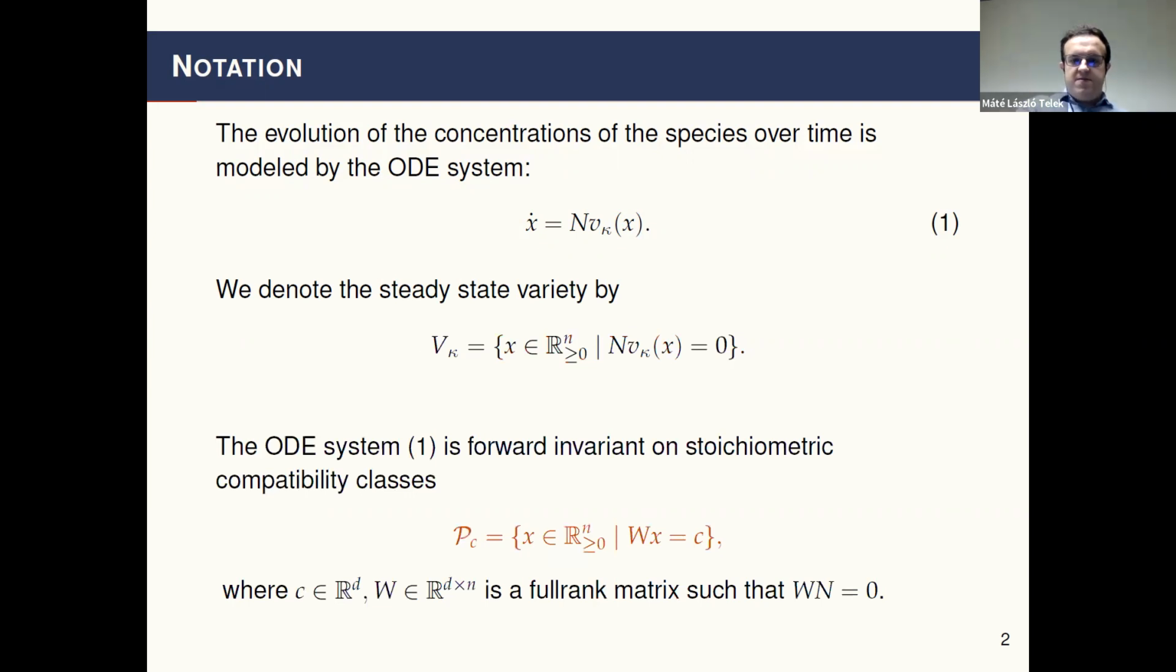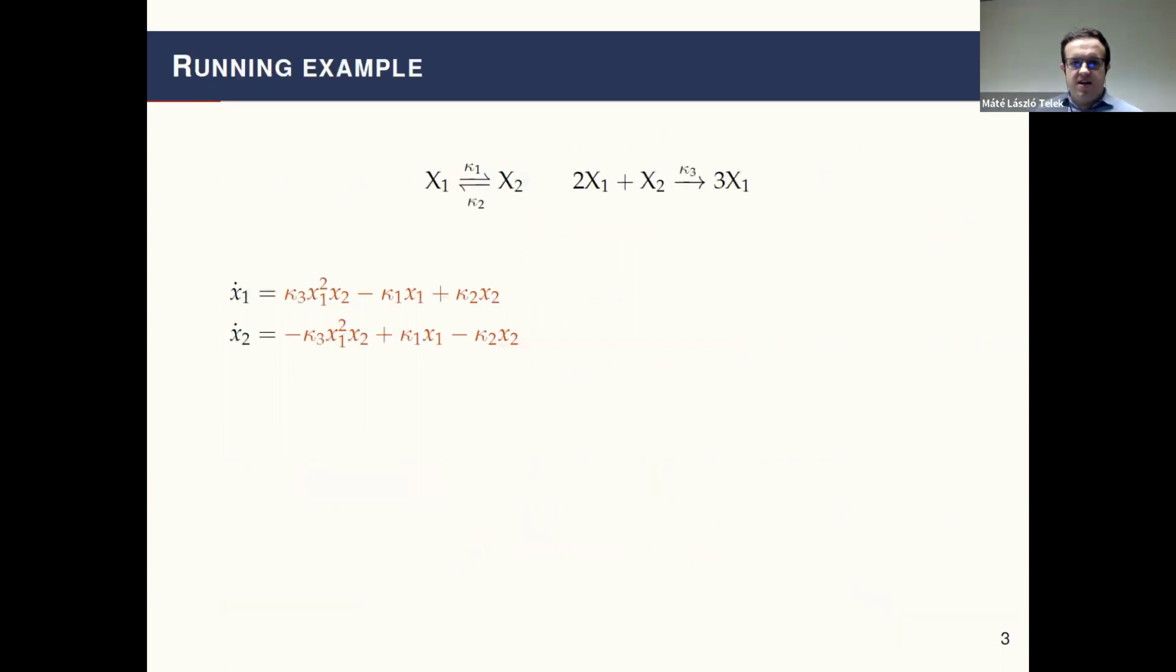For the stoichiometric compatibility classes, I'm going to write PC. At this point, we have the same notation as Carsten, which is great. But unfortunately, I will write a W for the matrix containing the conservation laws. So here, the rows of the matrix W correspond to conservation laws. So far, so good. These are just the basic notions that I will use. And if you look at the running example again, then we have two steady state equations and one conservation law.